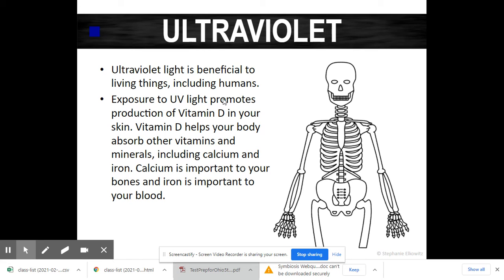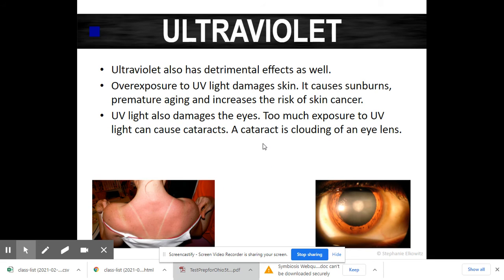Exposure to UV light helps produce vitamin D in your skin, helps your body absorb other vitamins and minerals, including calcium and iron. Calcium is important to your bones, and iron is important for your blood. So there's some good things with UV light, but it also is detrimental or harmful.